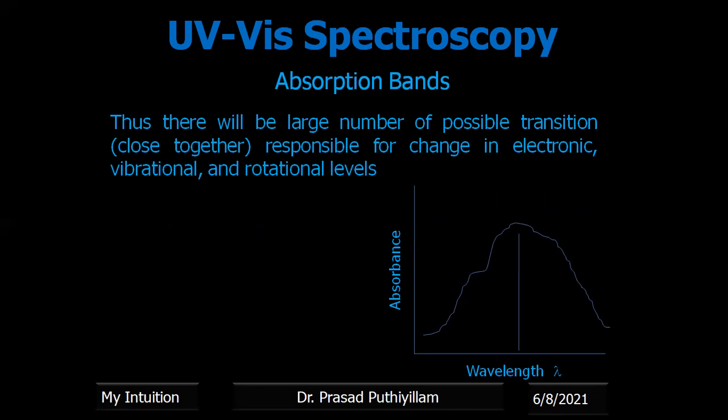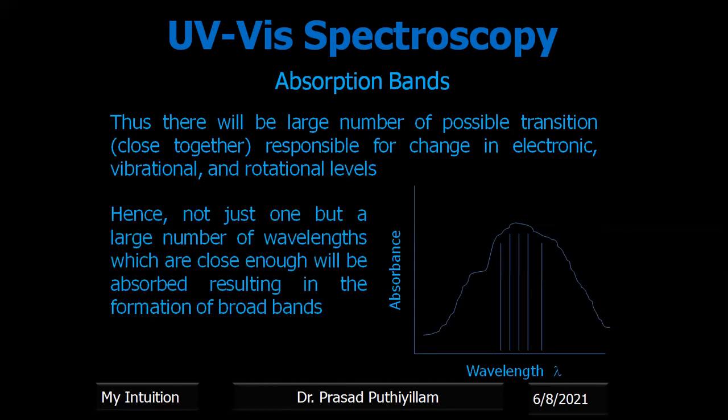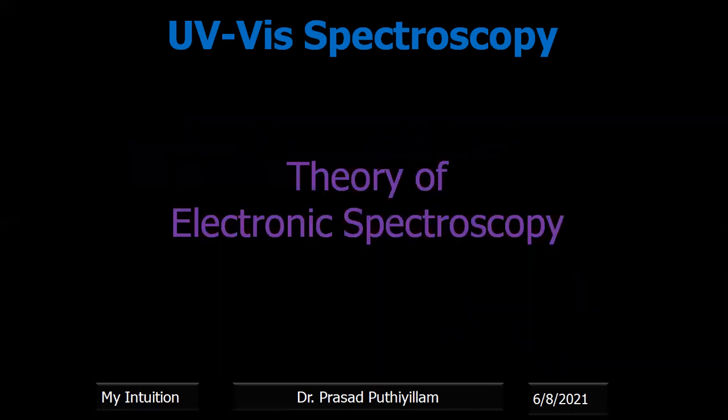We are expecting only a particular wavelength to be absorbed, but in reality the wavelengths which are near to that, a little bit higher wavelength as well as a little bit lower wavelength, are also getting absorbed, and therefore we are getting a broad peak. Okay, therefore not just one but a large number of wavelengths which are close enough will be observed, resulting in the formation of a broad band.